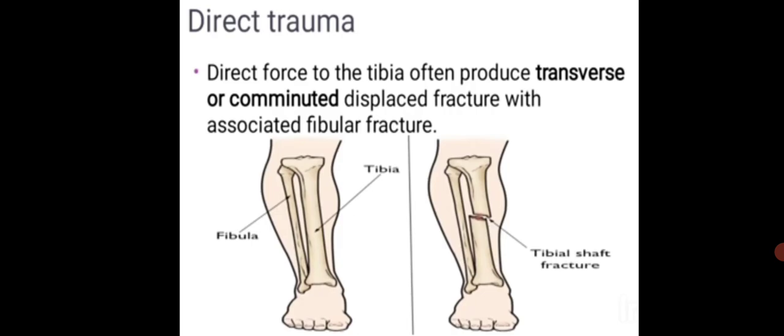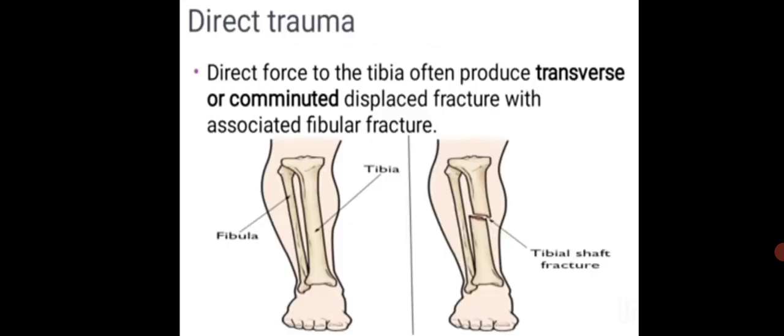Then the direct trauma, direct force to the tibia often produces a transverse or comminuted displaced fracture with associated fibular fracture. Here in the picture we can see that there is a tibial shaft fracture. It is a type of transverse fracture. As you can see, only one bone is involved, and also the direction of force is in a single direction, and it is fractured into two parts.